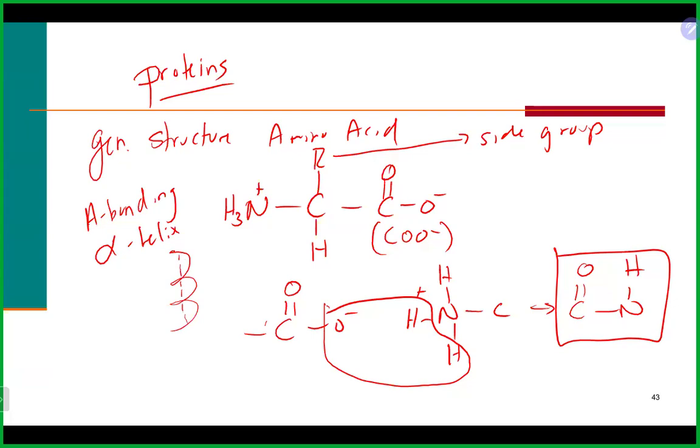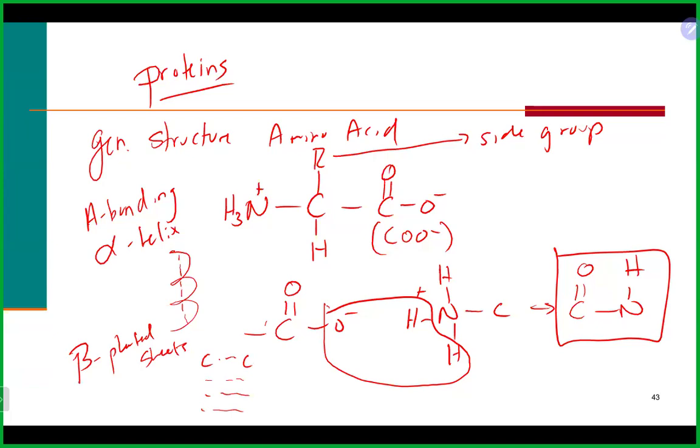That is different from beta pleated sheets, where the hydrogen bonding occurs side by side. We get the hydrogen bonding occurring, and it gives you that folded paper kind of structure as well.